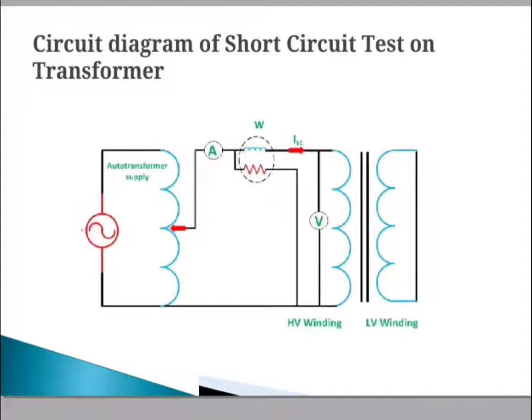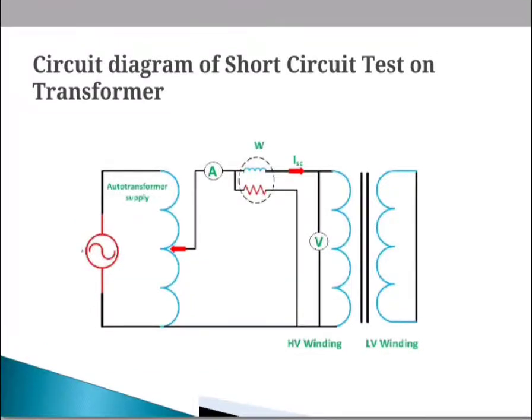The voltage source applied is approximately 5 to 10% of the normal rated voltage, and the flux is set up in the core of the transformer, and the magnitude of the flux is small as compared to the normal flux. The iron losses of the transformer depend upon the flux, and they are less in the short circuit test because of the low value of flux.